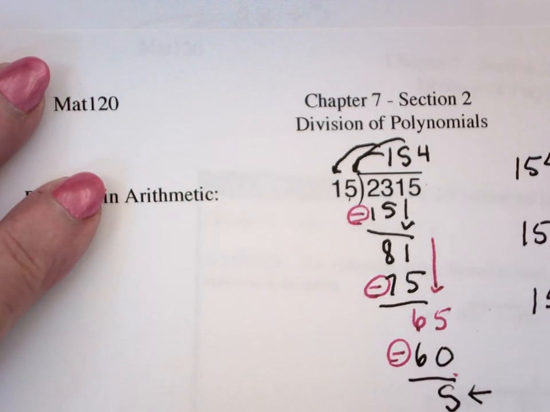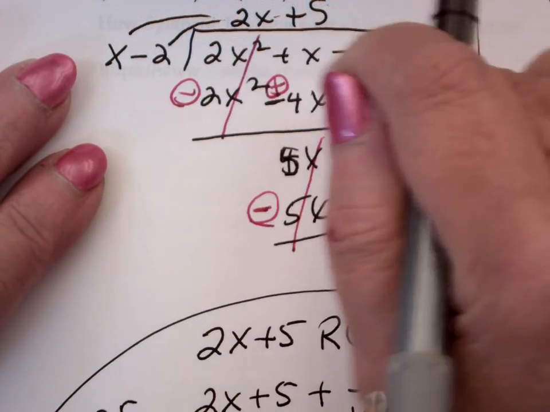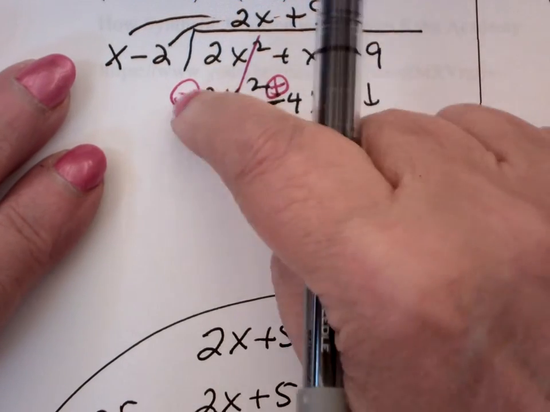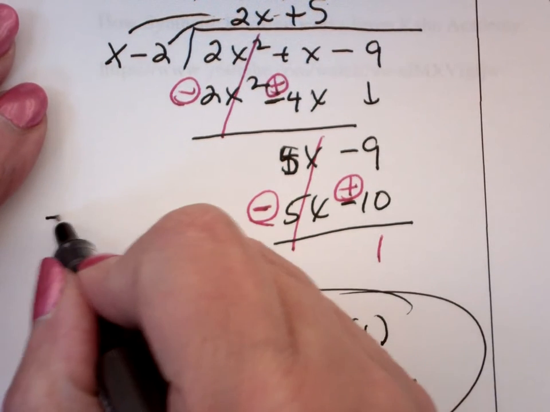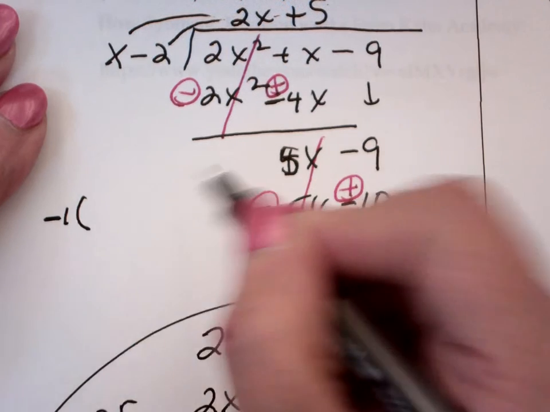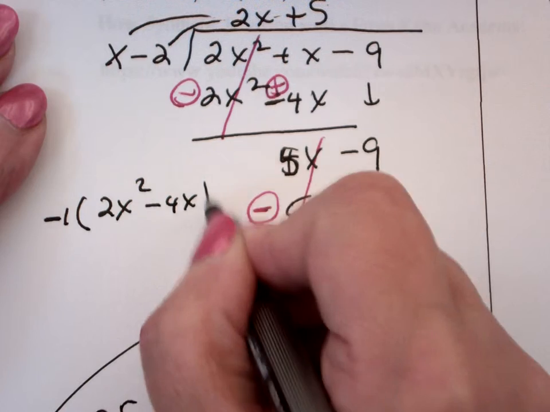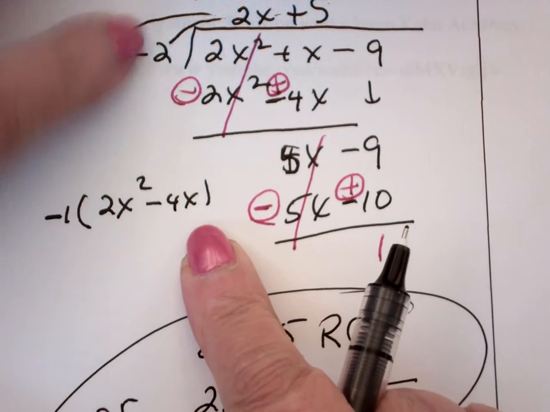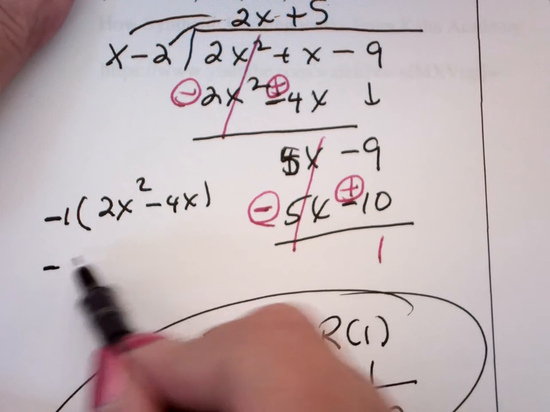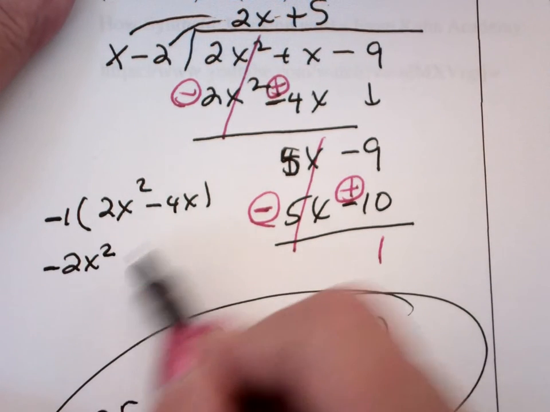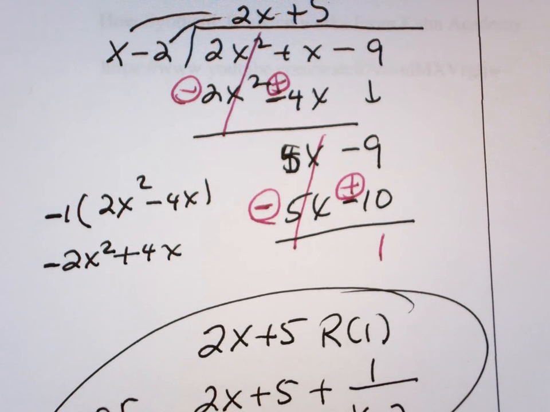You're always subtracting. And the issue is when you're subtracting and you've got more than one term, then everybody's sign changes. So if I were to subtract, I'd have a 2x squared minus 4x. It says subtract this from 2x squared plus x. If you subtract, the 2 changes to negative, the 4 changes to positive. So all of the signs have to change.